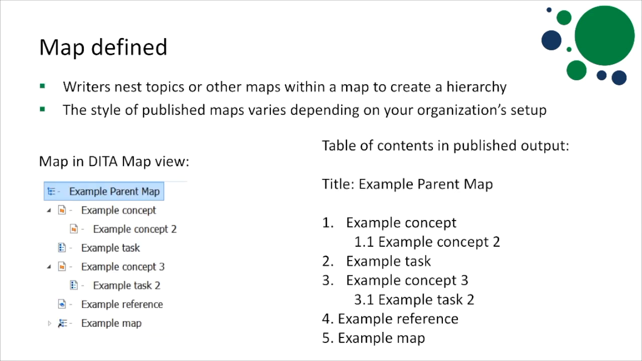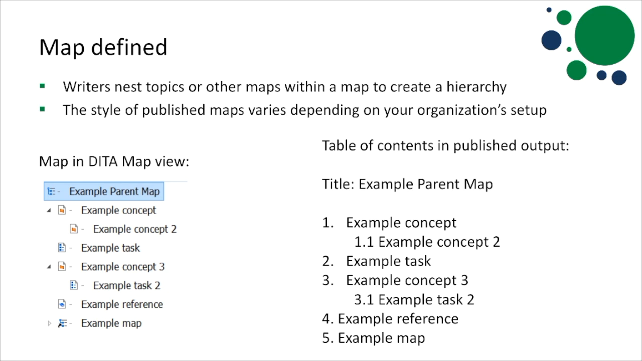Let's look at the most common use case for dealing with data maps. On the left here, you see a map that has an assortment of topics within it. Those topics have an order and they have a hierarchy. You can see that example concept 2 is nested within example concept. That's what we mean by hierarchy. One topic is the parent of a child topic.